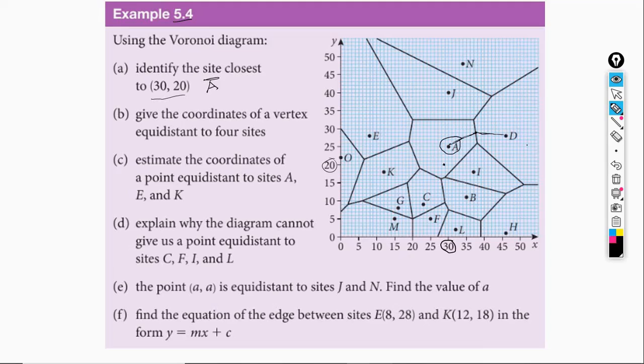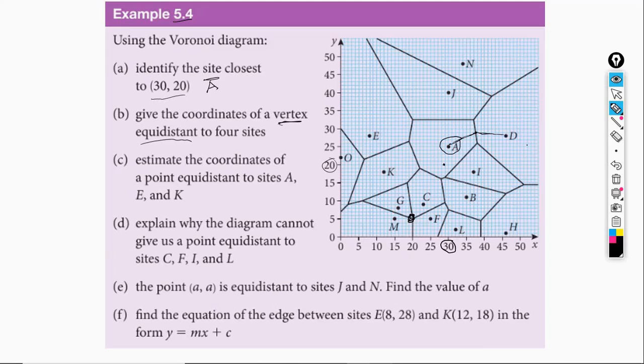So it says here, give the coordinates of a vertex equidistant to 4 points. Now, precisely because all these points are equidistant, right? If I have a point on one of these edges, it's going to be equidistant to the sites within the bordering cells. But now all I have to do really is look for not an edge, but a vertex. And it has to be a vertex surrounded by 4 sites, or 4 dots. And we can see that that vertex is right here. It's this one. Because as you can see, that vertex is surrounded by sites M, F, G, C.